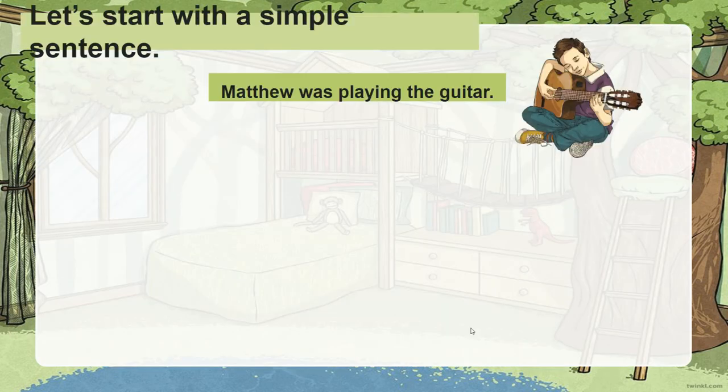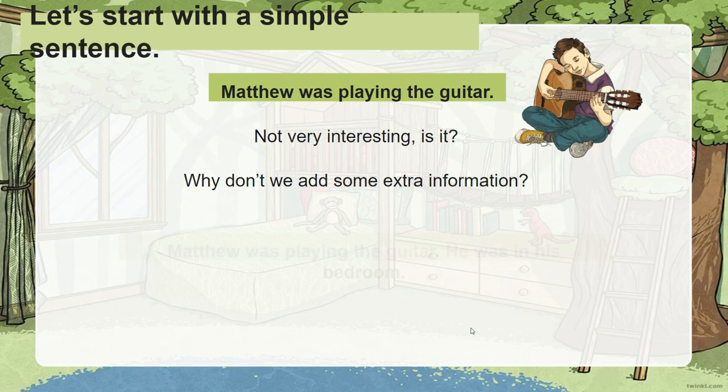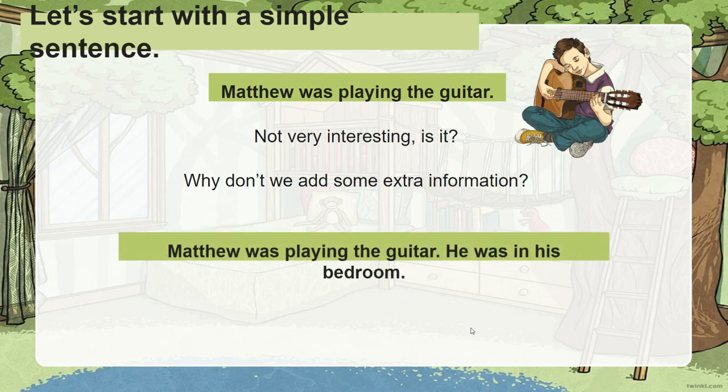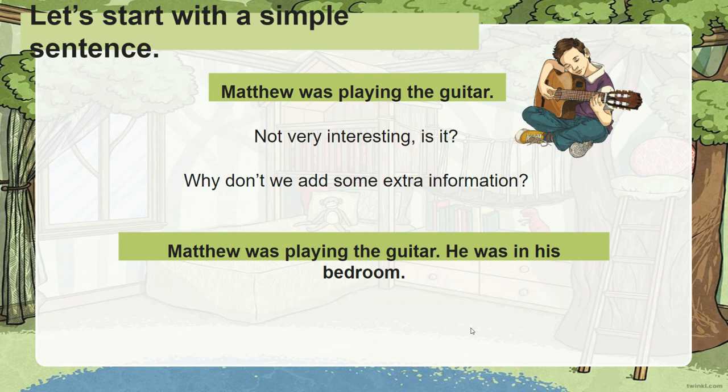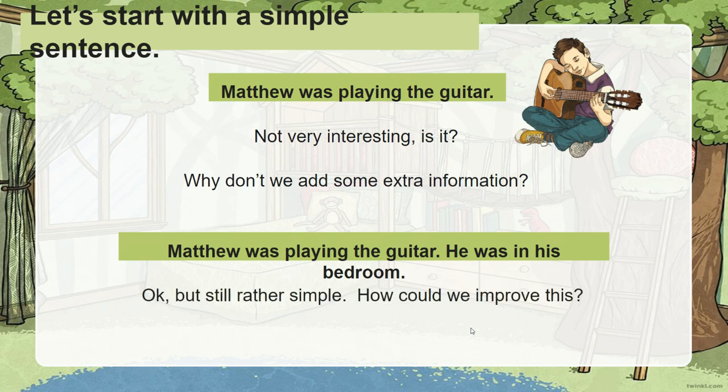Now that might have all seemed a lot of gobbledygook. So we're going to start with a simple sentence. Matthew was playing the guitar. It's not very interesting, so why don't we add some extra information? For example, Matthew was playing the guitar. He was in his bedroom. Boring, but it's a simple sentence.